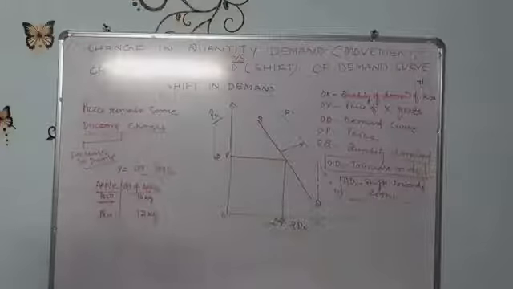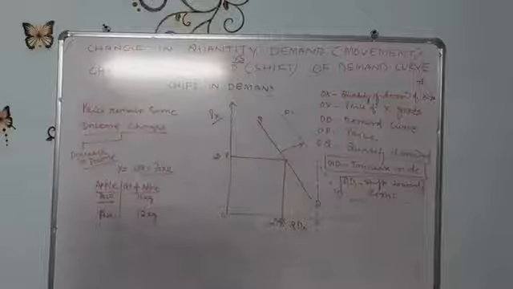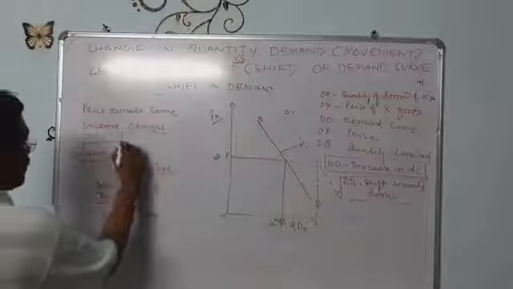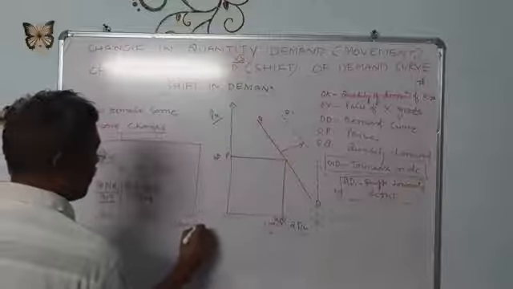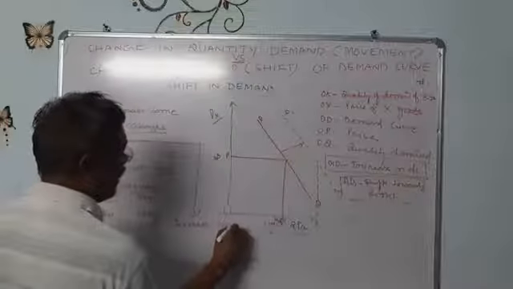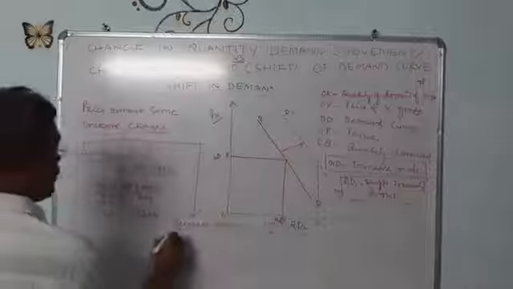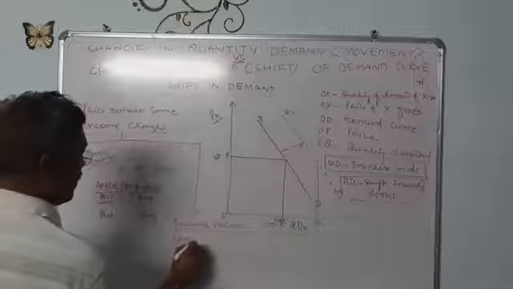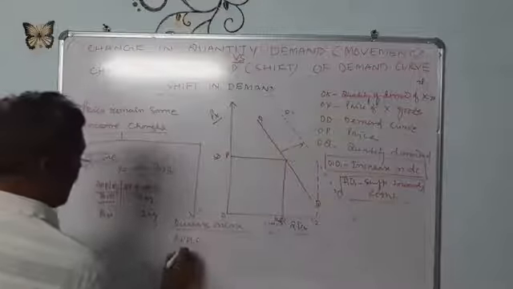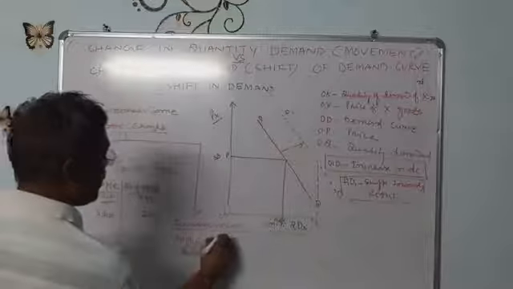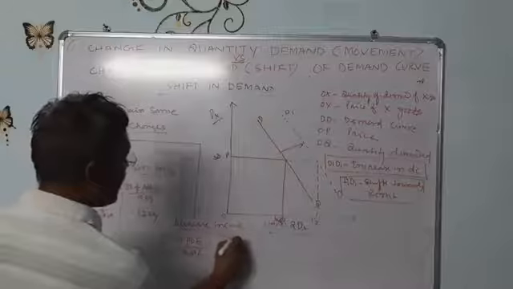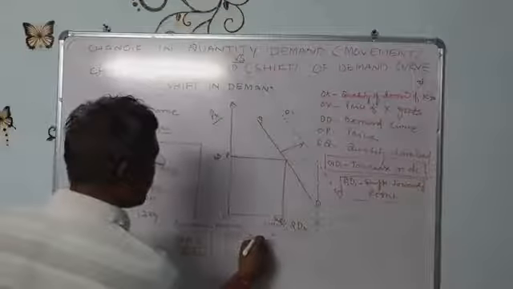Similarly, if income decreases and the price remains the same. Suppose the price of apple was 50 rupees and income of 500 rupees reduces to 300 rupees.